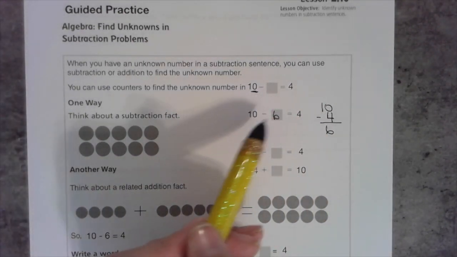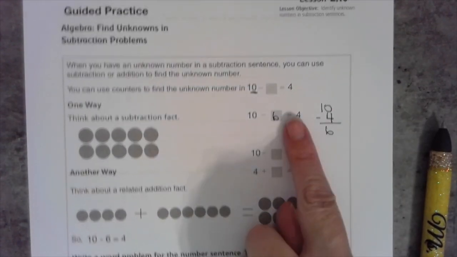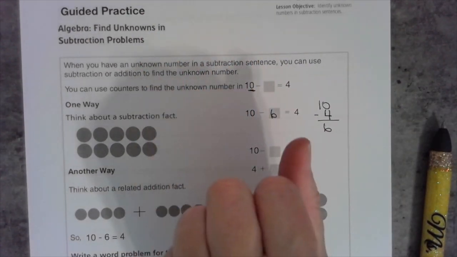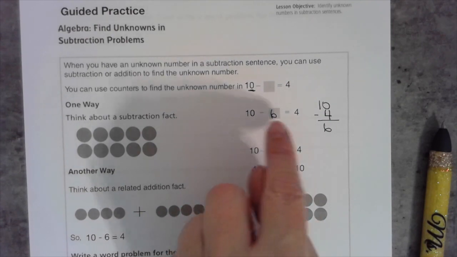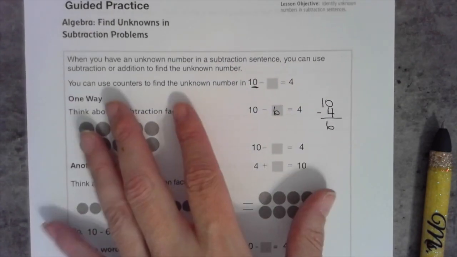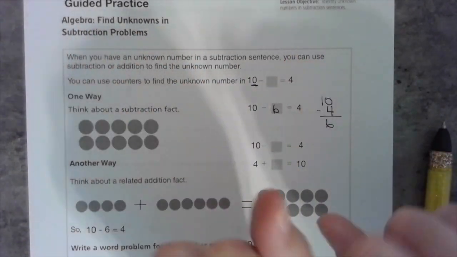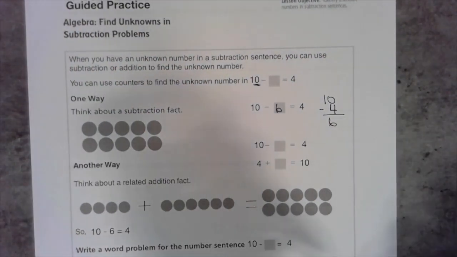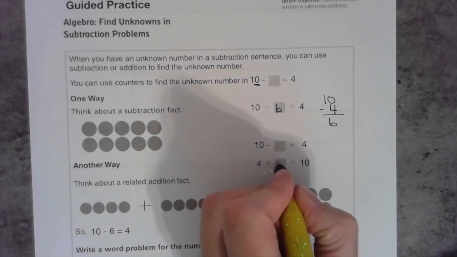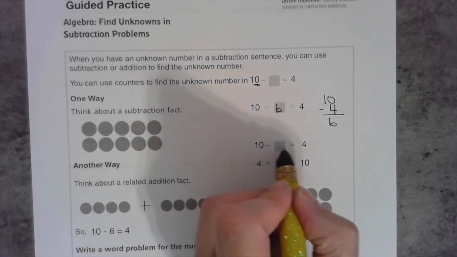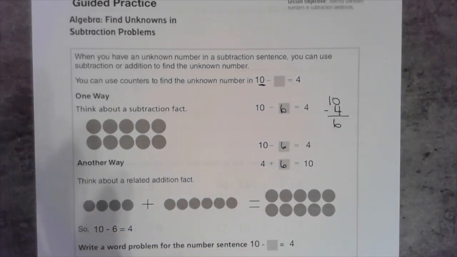I can put 4 in my head and count up to 6. 5, no, I said count up to 6. I mean 10. I can put 4 in my head and count up to 10. 5, 6, 7, 8, 9, 10. Okay, and then I got 6, which is exactly what I did here. 4 plus 6 equals 10. 10 subtract 6 equals 4.